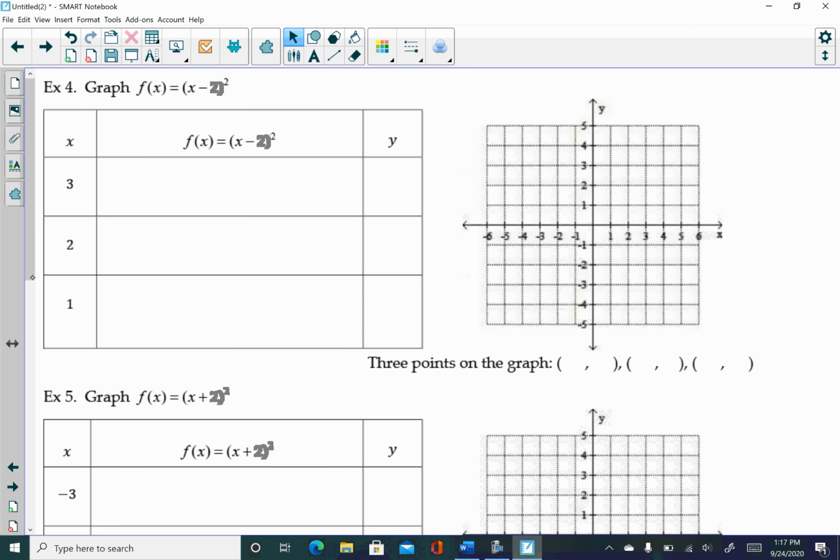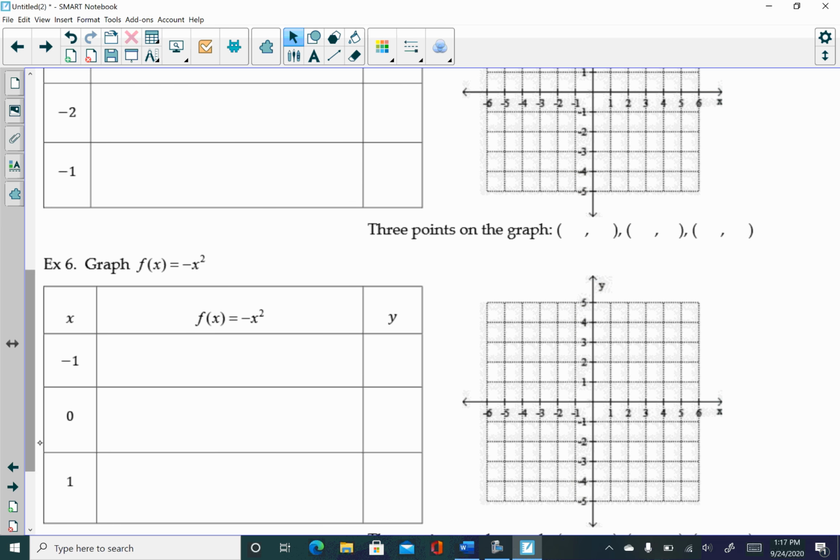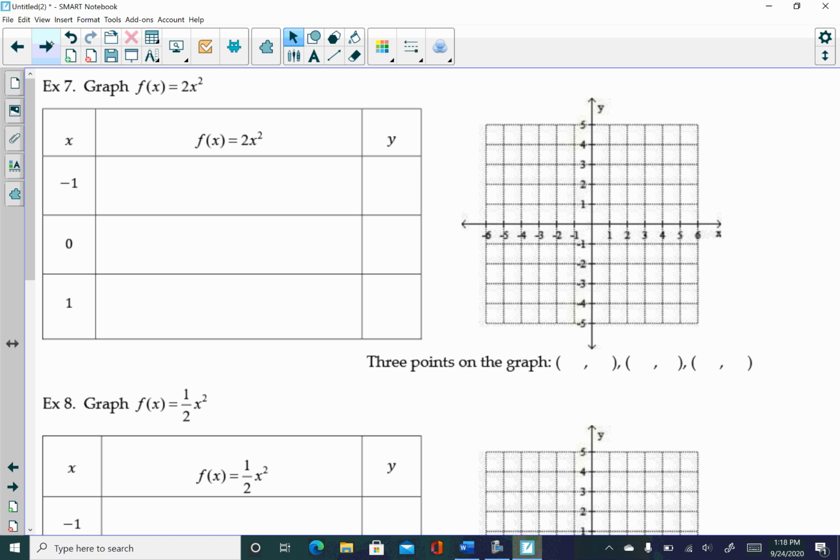Likewise, in example 6 down here, what does the negative on the outside of your x squared do to the parent function? I'll flip it over. In example 7 and 8, you'll notice that we put coefficients in front of our x squareds. I want to explore here what those coefficients in front of your x squareds do to the original graph of the parent function, y equals x squared, okay? So that's what we're going to be exploring here in this set of notes.